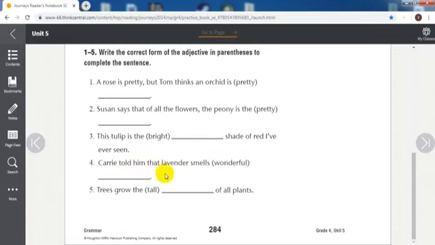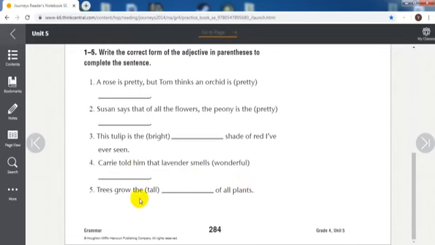Carrie told him that lavender smells more wonderful, right? Yes, like lavender smells what? More wonderful or most wonderful, or just wonderful maybe. Yeah, just wonderful. But it's going to stay the same. Why? Because we have no the over here and no than over here, okay? Or we're not comparing it to anything else. We're saying that lavender smells what? Wonderful.